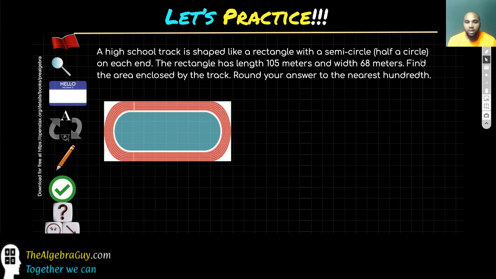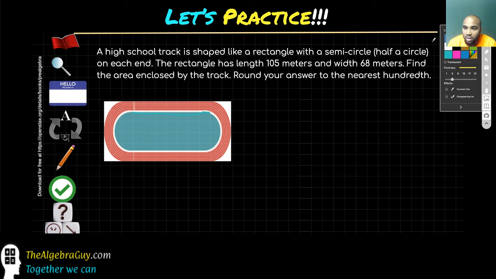All right, our last one here is involving this track. A high school track is shaped like a rectangle with a semicircle at each end. The rectangle has a length of 105 meters, so from here to here, it is 105. So this is 105 meters, and the width is 68 meters. So this is 68 meters.